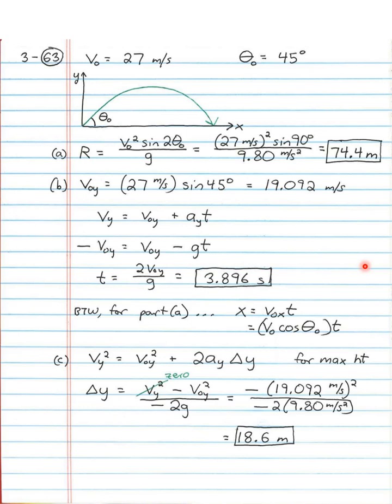Now, if in doing this check, we don't get 74.4 meters, then that tells us something has gone wrong, either with how we did part A or with how we did part B. But we can use that as a check between A and B.